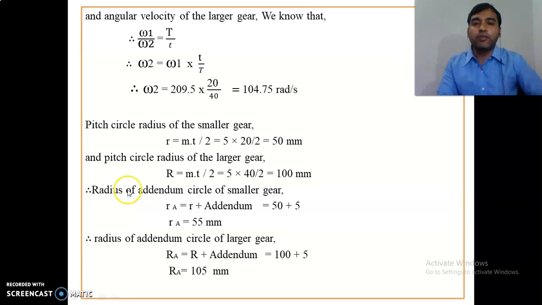Now find the radius of the addendum circle of the smaller gear. It is denoted by small r subscript A, equal to small r plus addendum. So 50 plus 5, 55 mm. Similarly, the radius of the addendum circle of the larger gear, capital R subscript A, is capital R plus addendum, 100 plus 5, 105 mm.